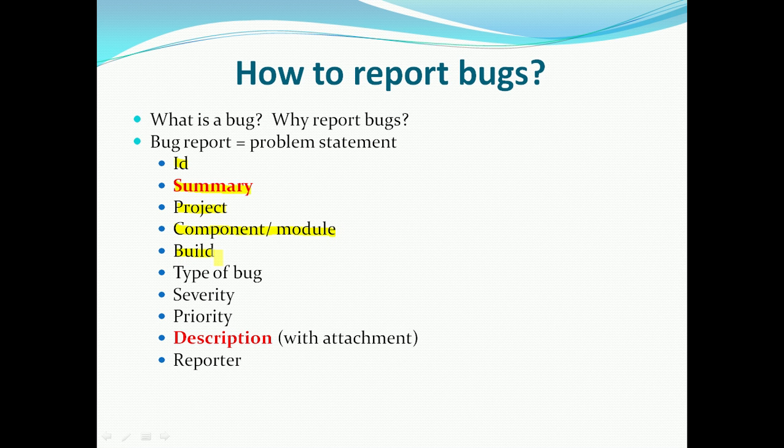You also have to provide the build. In which build of the product or service did you observe the bug? Whether it was a recent build or you were testing an older build of the product or service, the build number has to be specified there. Some people call it the build number, some people call it the version number. Depending on your naming scheme, you can use the corresponding build number.